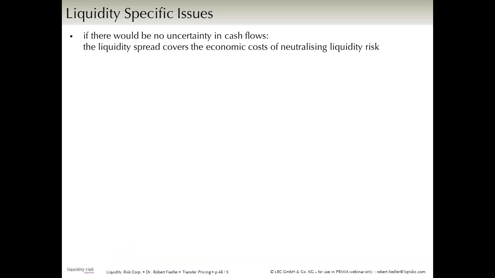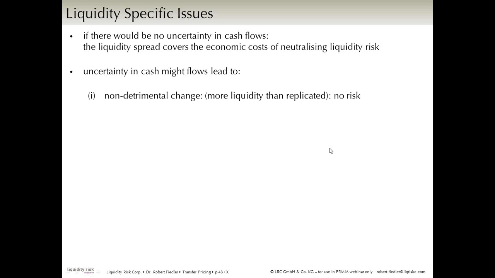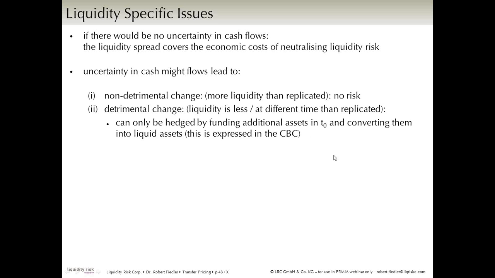Okay, what's liquidity specific now? If there would be no uncertainty in the cash flow, the liquidity spread covers the economic costs of neutralizing liquidity risk. If there is uncertainty in cash flows, there might be non-detrimental changes, so you just have more liquidity than replicated. This is okay, no risk. But if it's detrimental, either less liquidity or in different times than you would expect or have replicated, this can only be hedged by funding additional assets and converting them into liquid assets. And this is the CBC.